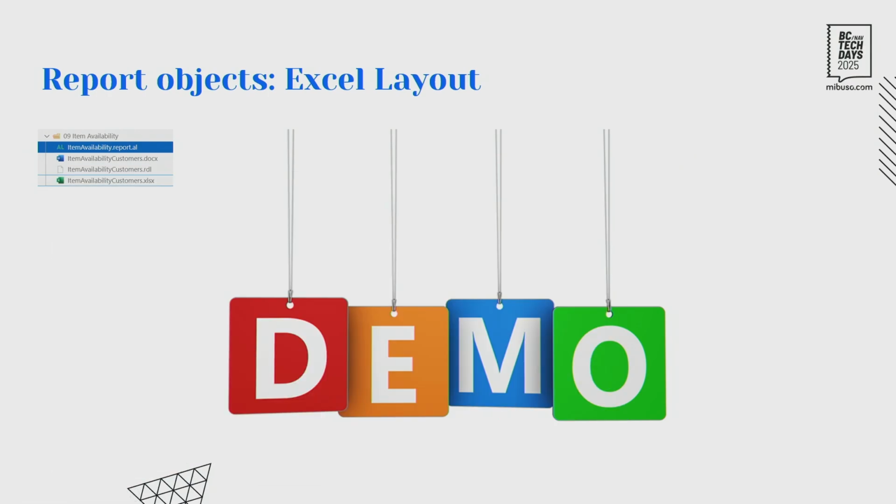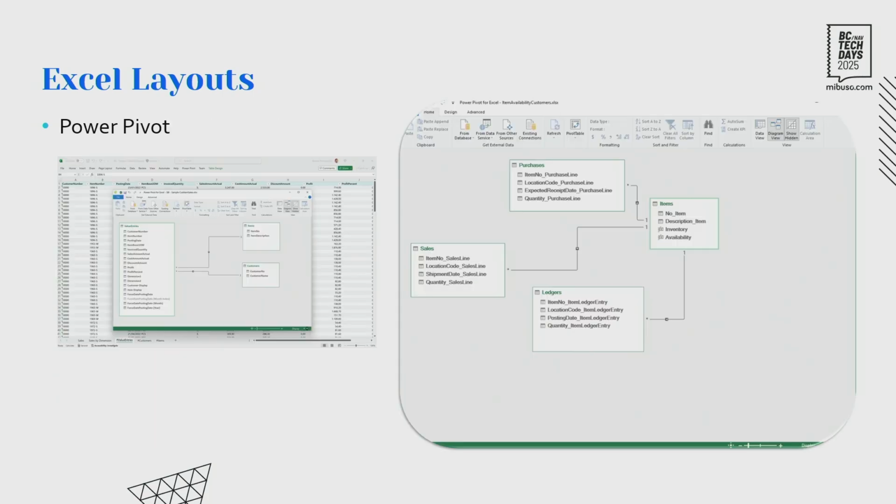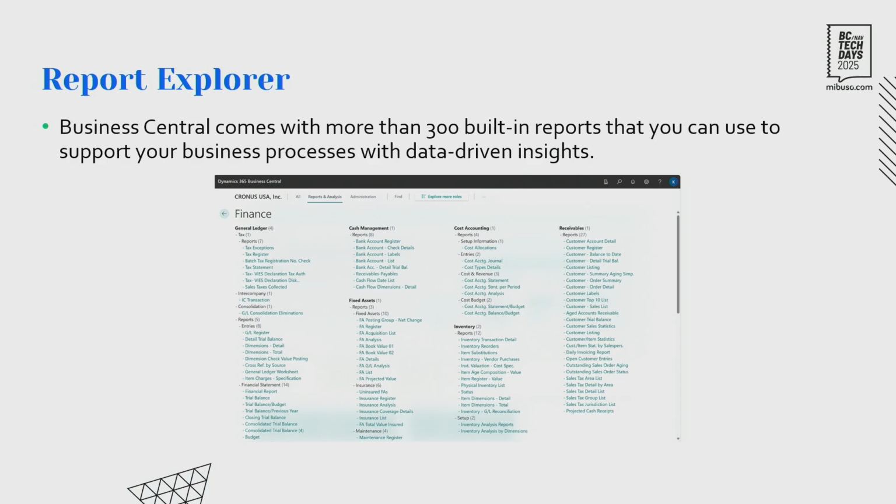But there are other ways of working, because for this to work, you need a developer that creates that data set for you. A few properties in Excel: Excel layout multiple data sheets. If you don't want to have one tab with the data, but one per data item, then you can do that. That's also quite interesting, especially with unions data items.